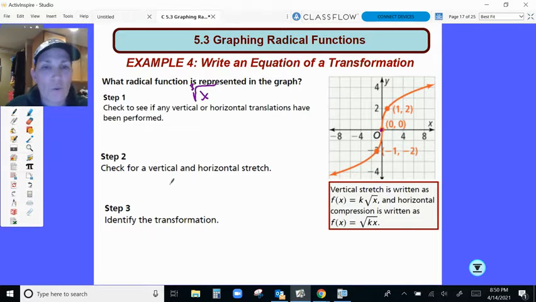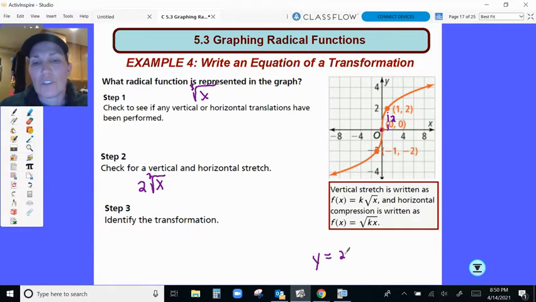Then I want to check for any horizontal and vertical stretch. My parent function usually has, if I go over 1, it goes up 1. In this case, my scale is 2 here. So if I go over 1 here, it goes up 2. So the stretch right here is 2, because I normally go up by 1. So I need to multiply that vertical factor by 2. It's going to be the cube root of x, but we have to multiply that by 2. That's my vertical stretch out in front. And there are no transformations. We don't go left and right, up and down anywhere. So my whole function is just going to be y equals 2 cube root of x. And that's it.